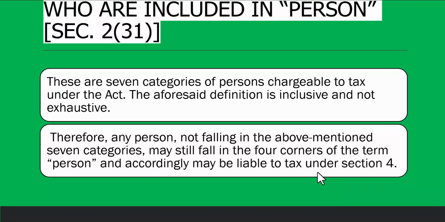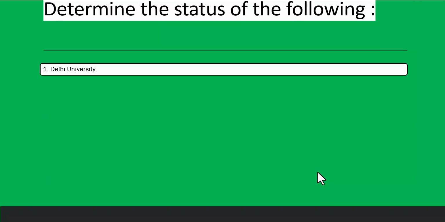If somebody tries to form a new thing which is not covered under the 7 categories, he still can't avoid paying income tax, because the definition covers any other body also which is not written in these 7 categories. So let's understand this. Okay, read this.